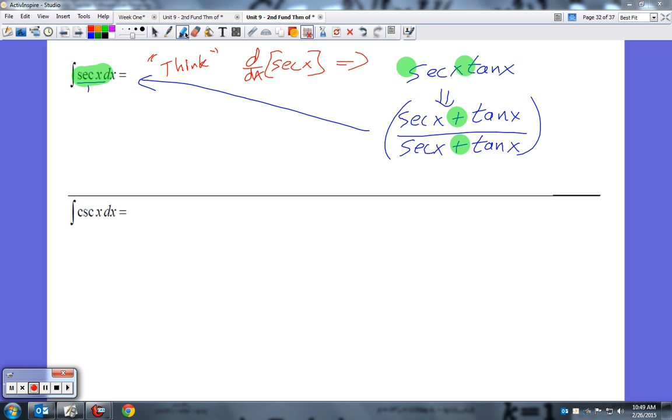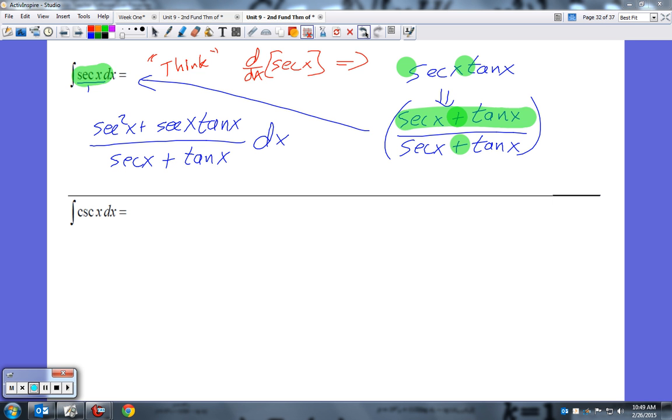Distribute the two numerators together, and you now have written secant squared x plus secant x tangent x. And on the bottom, it's going to be just what you have, secant x plus tangent x. What would you suggest as u now? The denominator. So all this now is my u substitution. And I'll say u is equal to secant x plus tangent x.